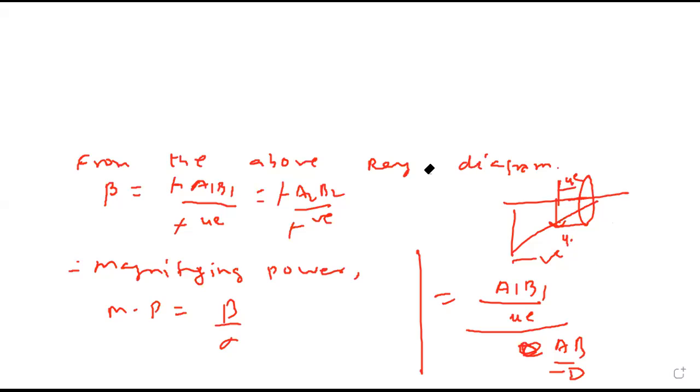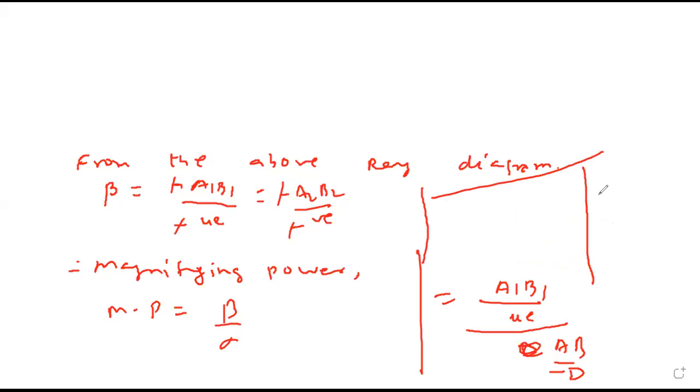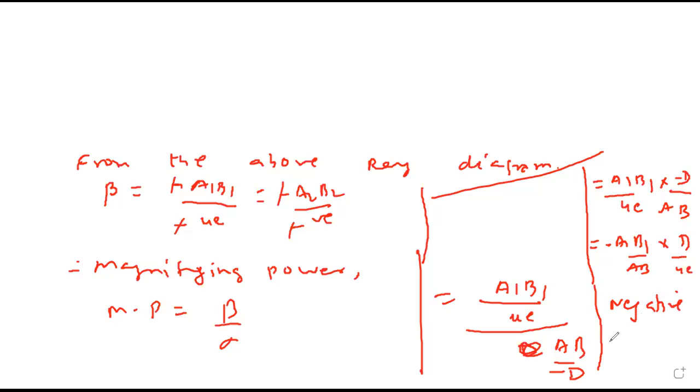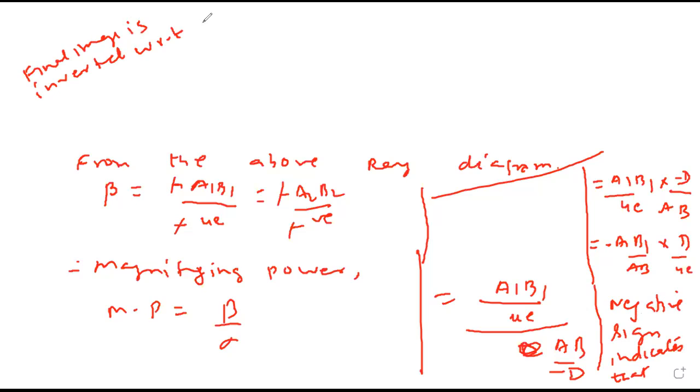So from the above ray diagram, beta equals A1 B1 upon UE, which is the same as A2 B2 upon VE, but I selected the first because we will get some relations. So this will become A1 B1 upon UE into minus D upon AB. That is minus A1 B1 upon AB into D upon UE. Negative sign indicates that the final image is inverted with respect to the object. Okay, please copy till this. Then one more line we have to explain.